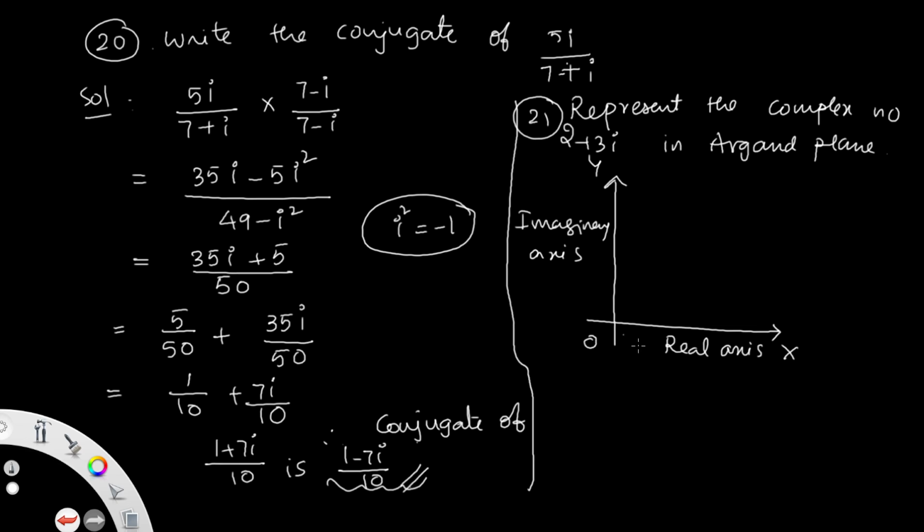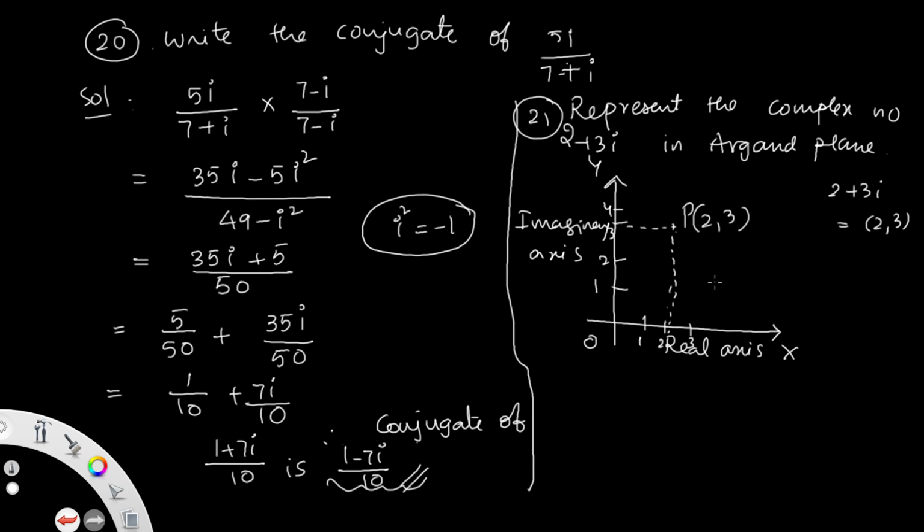So the points should be plotted as 1, 2, 3, 4 like that. Here also you should take 1, 2, 3, 4. But in the question, 2 plus 3i means we have to write it as a point, that is (2, 3). Let P be the point: x is 2 units, y is 3 units. So that is P of (2, 3). That's all. This carries 2 marks in the exam question.